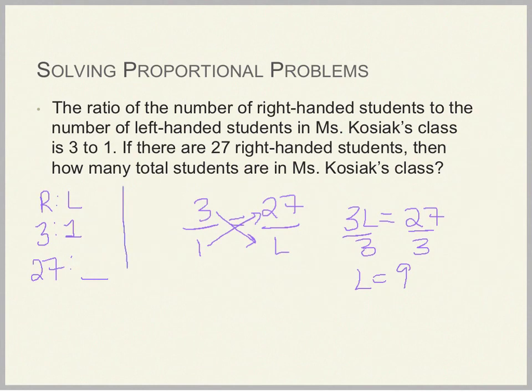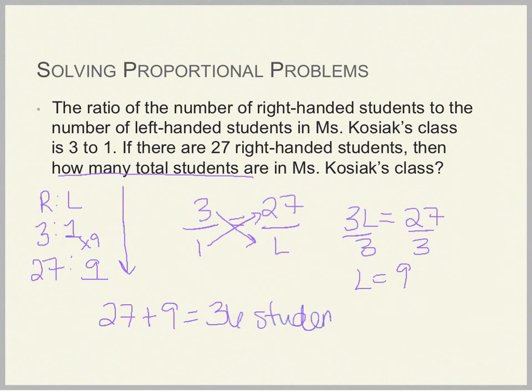I could also use my table I started here, realizing 3 to 1, in order to move from my initial ratio of 3 to 1, I'd have to multiply by 9 to get to 27, so 1 would need to be multiplied by 9 to get to 9 left-handed students. The question asks, though, how many total students are in Ms. Koziak's class? So that means we would take our 27 right-handed students plus our 9 left-handed students to get 36 total students in the class.